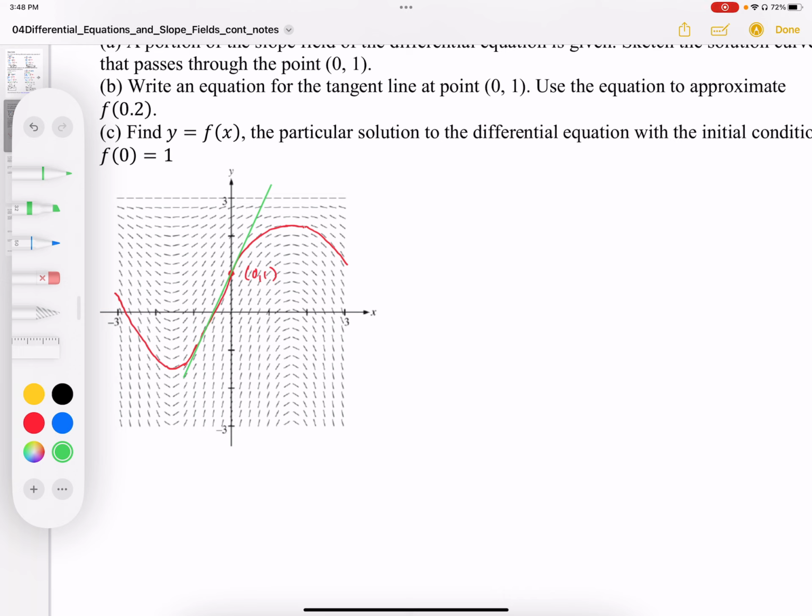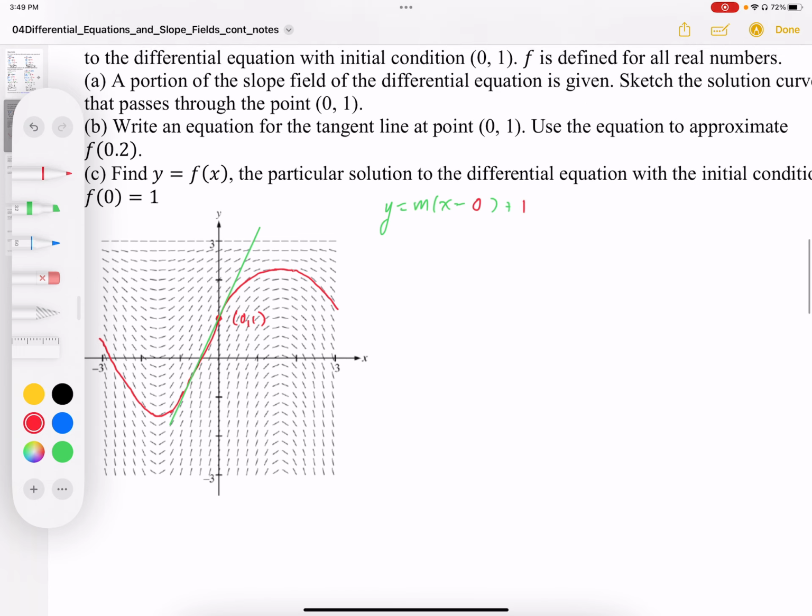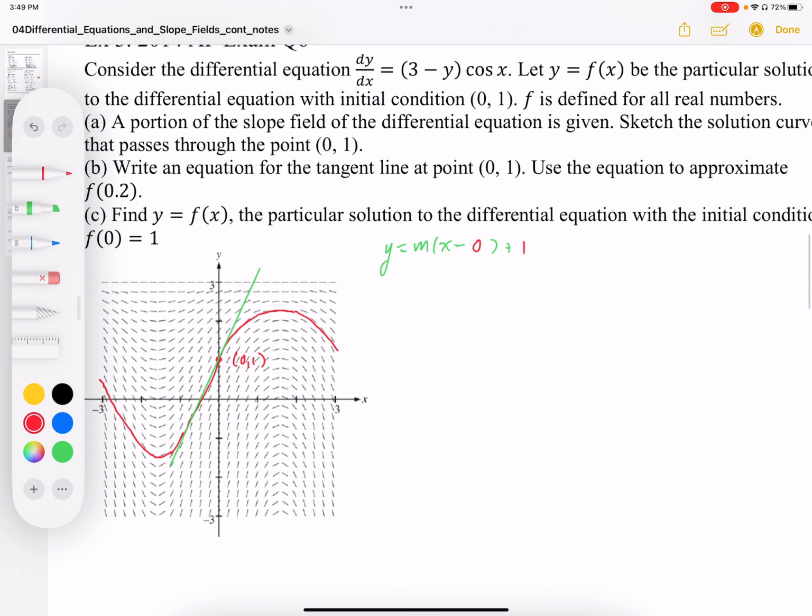To find the equation of this line, I need a slope and a point to put into point-slope form, so I need an x and y coordinate. The x and y that has been given is the point of tangency, so that's going to be our (0, 1) point. So x is 0, y is 1. What I need is the slope. To find the slope, I use the differential equation, which will allow me to calculate slope.